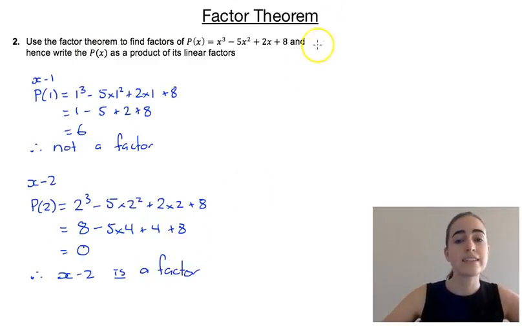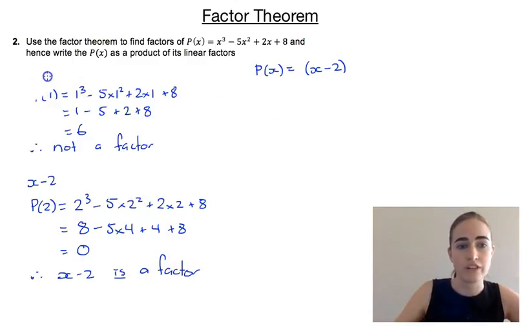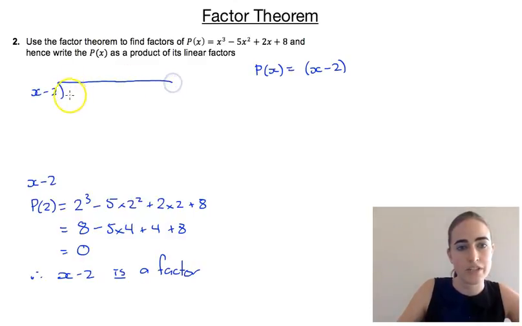Right, so that helps us get started. We now know that p of x can be written as x minus 2 times a quotient. To figure out what that quotient is, we're going to go through and do long division. So I'm going to get rid of this bit now because we don't need it. Right, so we're going to have x minus 2 as our divisor, and we're going to be dividing our polynomial, so our x cubed minus 5x squared plus 2x plus 8.